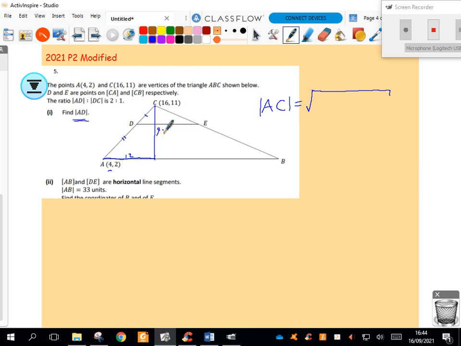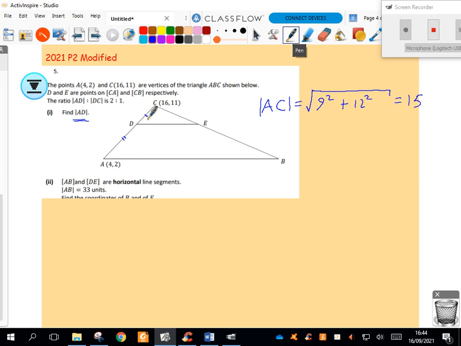So some of you might see this is actually already a 3, 4, 5 triangle. So you might be able to say already that that has to be 15. But if you're not sure, it's just the square root of 9 squared plus 12 squared. And that's 15. Okay? You could use the distance formula as well in there. The distance formula just uses the Pythagorean theorem as well. So we know the distance from A to C is 15.